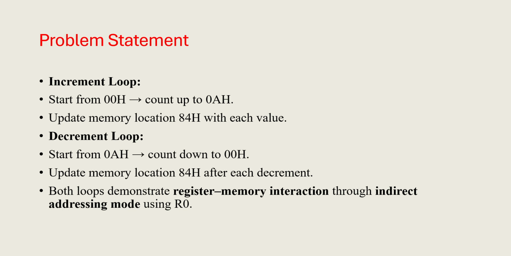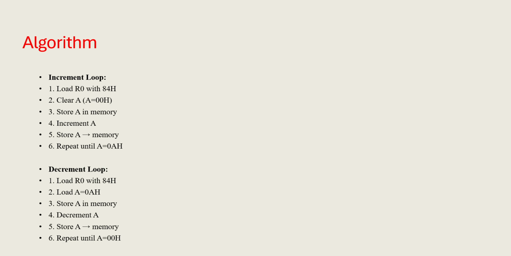There are two problem statements. One is the increment loop and the other is the decrement loop. The increment loop starts from 00h and counts up to 0Ah and updates memory location 84h with each value, and the decrement loop starts from 0Ah and counts down to 00h and updates memory location 84h after each decrement. Both loops demonstrate register-memory interaction through indirect addressing mode using R0.